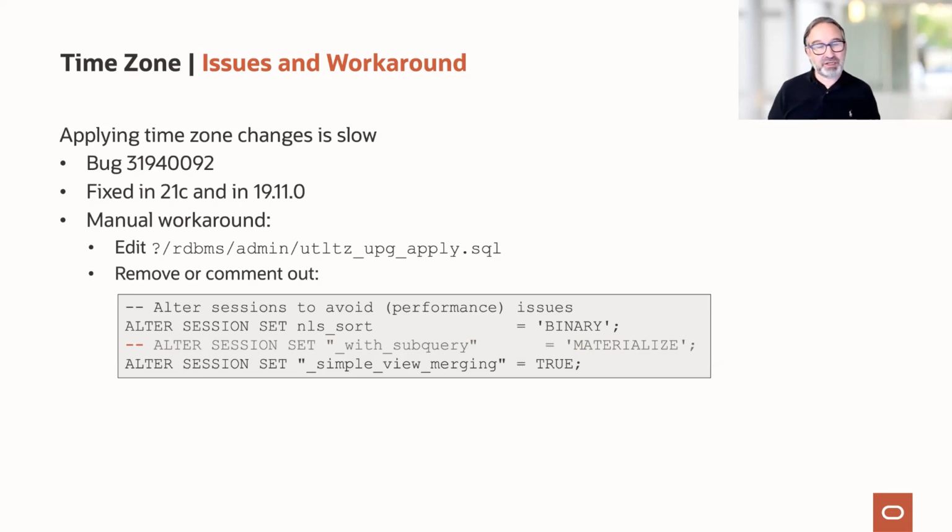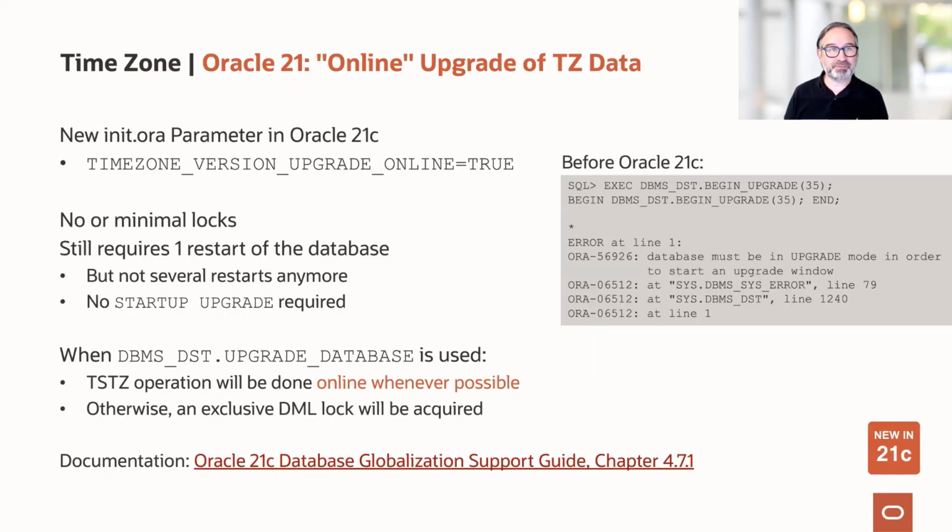Another change when the apply of actual time zone to your data is slow. In the apply script, a simple workaround will be to comment out, this is why the two dashes are in red, this alter session set underscore with subquery materialized. So comment this out, then things run faster. And fixed in 19.11, the April one as well.